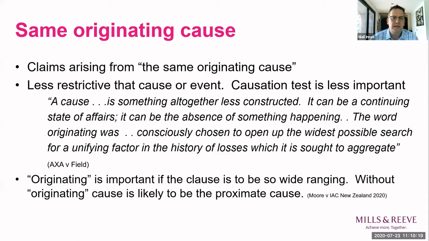It can be a continuing state of affairs. It could be the absence of something happening. The word originating was consciously chosen to open up the widest possible search for a unifying factor. And I think there was a recent case earlier this year in New Zealand that's just mentioned there, where originating is a particularly important part of the clause, because in that New Zealand case, the absence of the word originating did bring it back to something more like the cause and event policies, where some proximate cause was necessary.